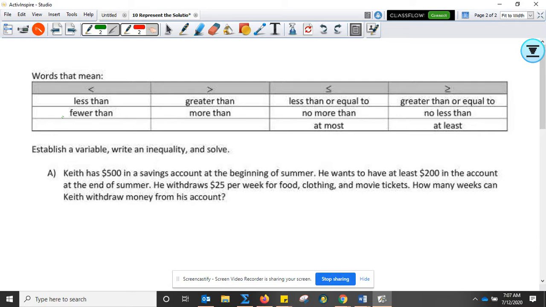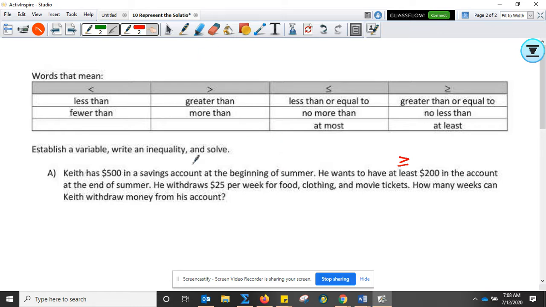Now we're going to do some word problems. Keith has $500 in his savings account at the beginning of summer. He wants to have at least $200 in the account at the end of summer. At least is going to be greater than or equal to. He withdraws $25 per week for food, clothing, and movie tickets. How many weeks can Keith withdraw money from his account?